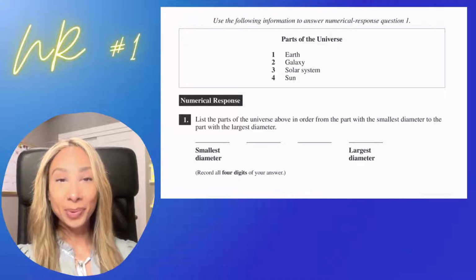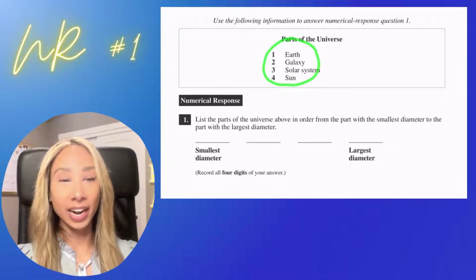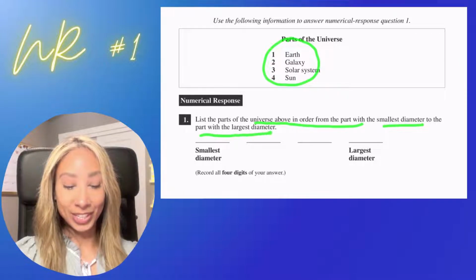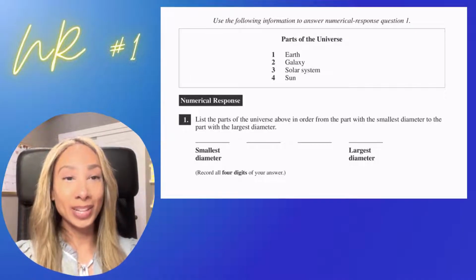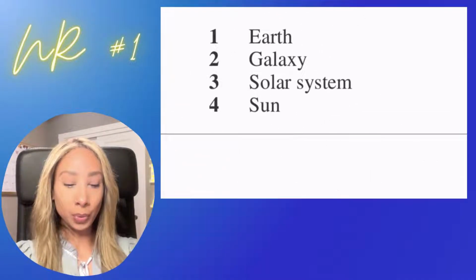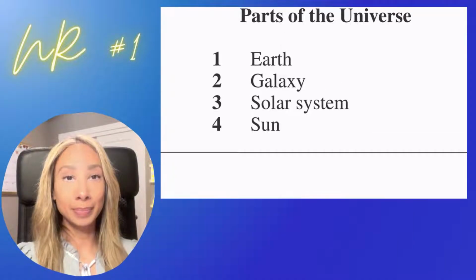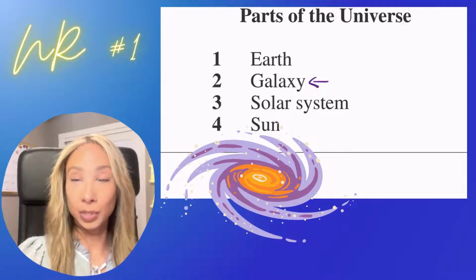Numerical response number 1 here. So we have the parts of the universe listed here, and we need to list them in order of the smallest diameter to the largest diameter. So really we just need to order them from smallest to largest. So if we go through our options here, well, the biggest part of our system that we can get is going to be our galaxy. This one's going to be the biggest one.